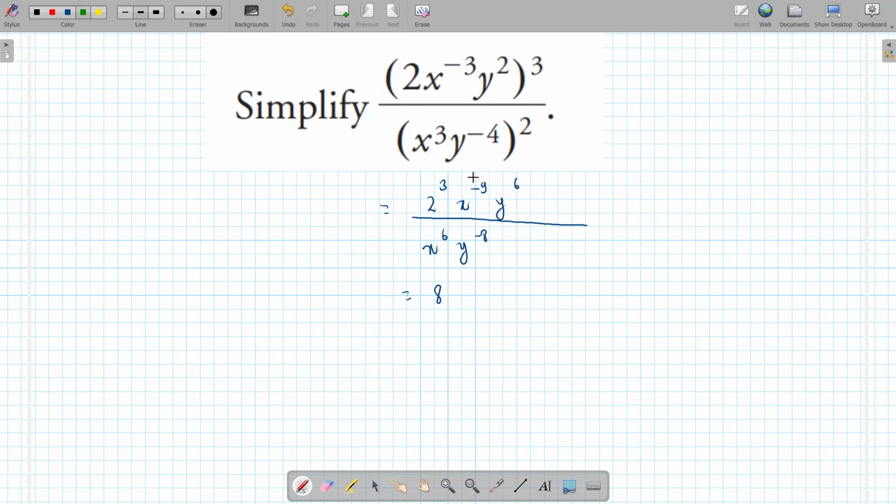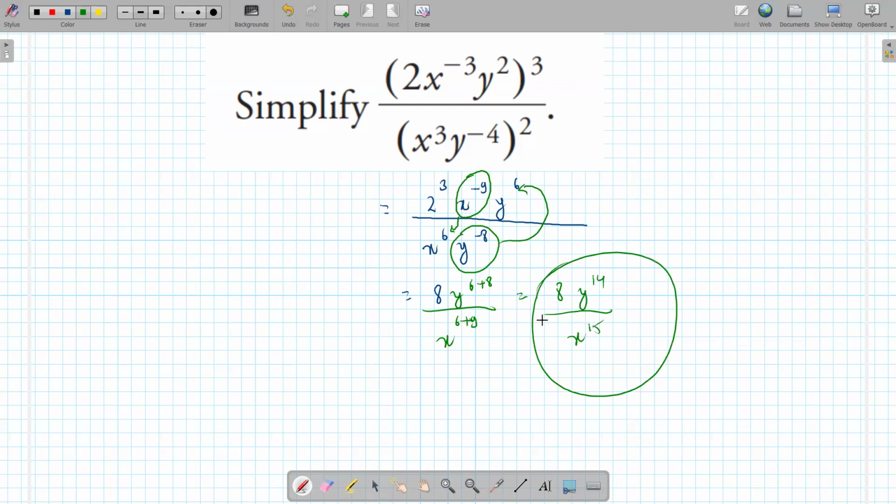And now we want to make the exponents positive. I'm going to throw this in the denominator. So you'll be adding them. x to the 6 plus 9. I'm going to throw this in the numerator. And again, because of the double negatives, we end up adding them, right? Like this. So 8y to the 14 over x to the 15. And that's going to be the final answer. It's not too bad. You just either add or subtract. Sometimes it becomes a double negative.